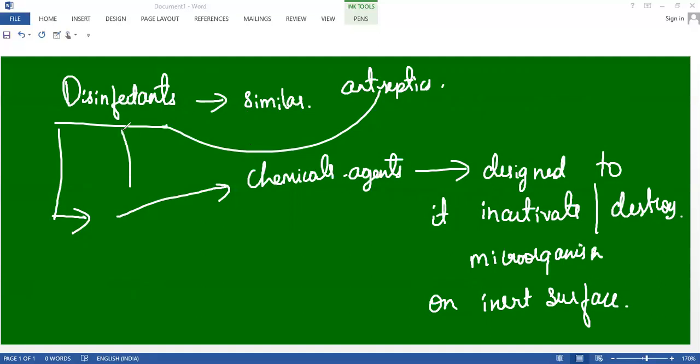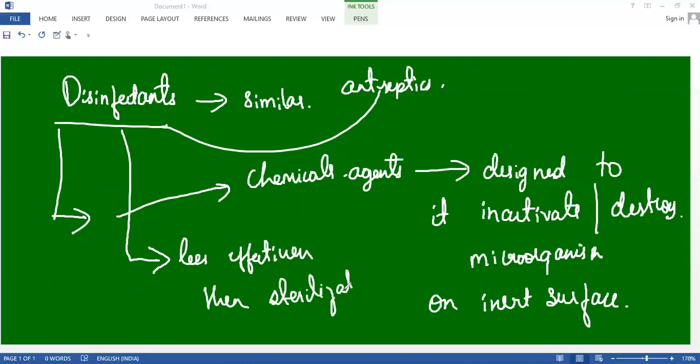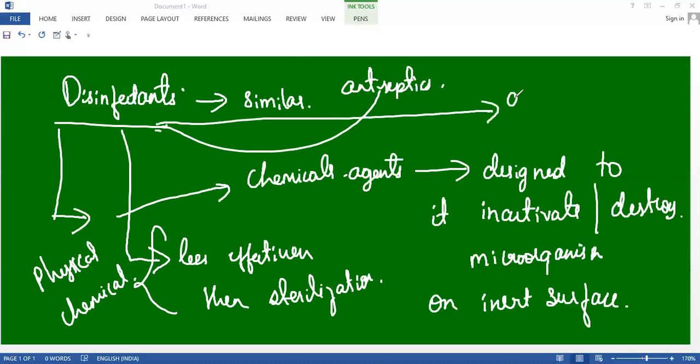Disinfectants do not necessarily kill all the microorganisms, especially the resistant bacterial spores. They are less effective than sterilization, which is an extreme physical and chemical process that kills all types of life. Disinfectants also act as antibacterials.